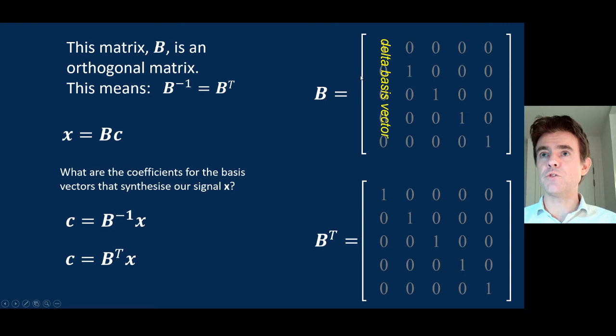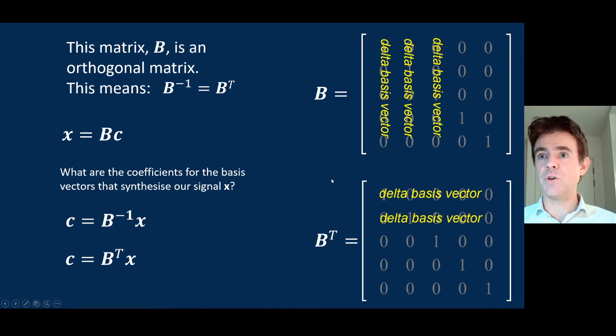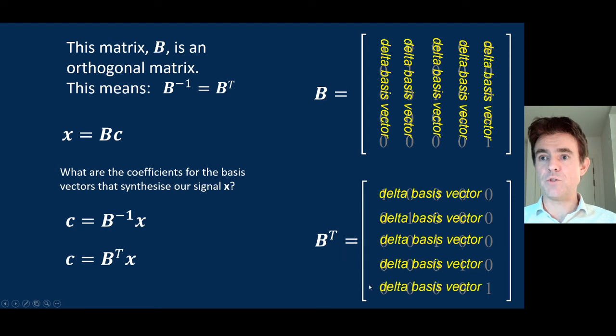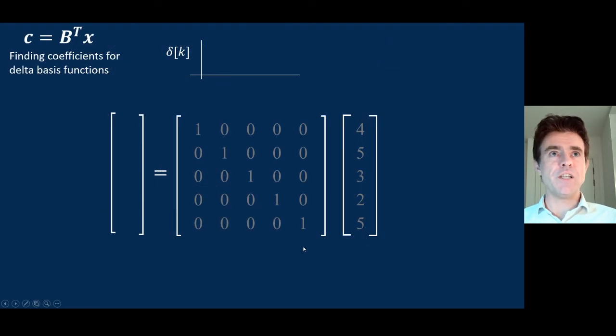Here's our basis function matrix. It's got columns of the delta basis functions. So we take the first column and we place that as the first row of B transpose. Second column goes to the second row, third column to the third row, fourth to the fourth, and the final column goes to the final row. So this is our inverse of B, because B is orthogonal. So let's see that in action.